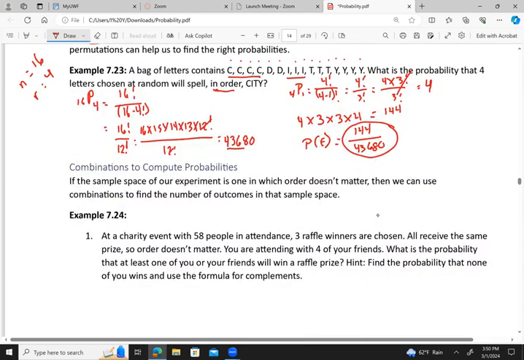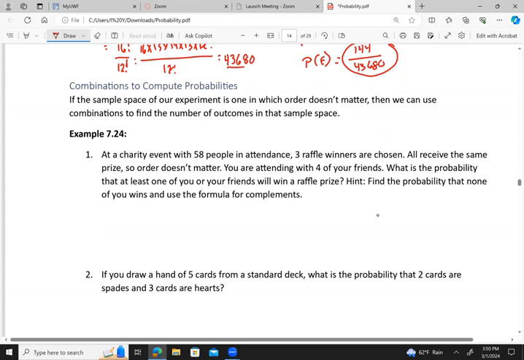Okay, so now let's look at combinations to compute probabilities. If the sample space of our experiment is one in which the order doesn't matter, then we would use combinations to find the number of outcomes in that sample space. So at a charity event with 58 people, 3 raffle winners are chosen. All receive the same prize, so order doesn't matter.